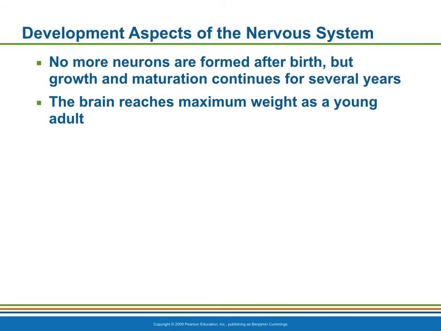Now, no more neurons are formed after birth, but growth and maturation continues for several years. The brain reaches its maximum weight in the young adult. Over the next 60 years or so, neurons are damaged and die, and brain weight and volume will steadily decline. However, an unlimited number of neural pathways is always available and ready to be developed, allowing us to continue to learn throughout life.